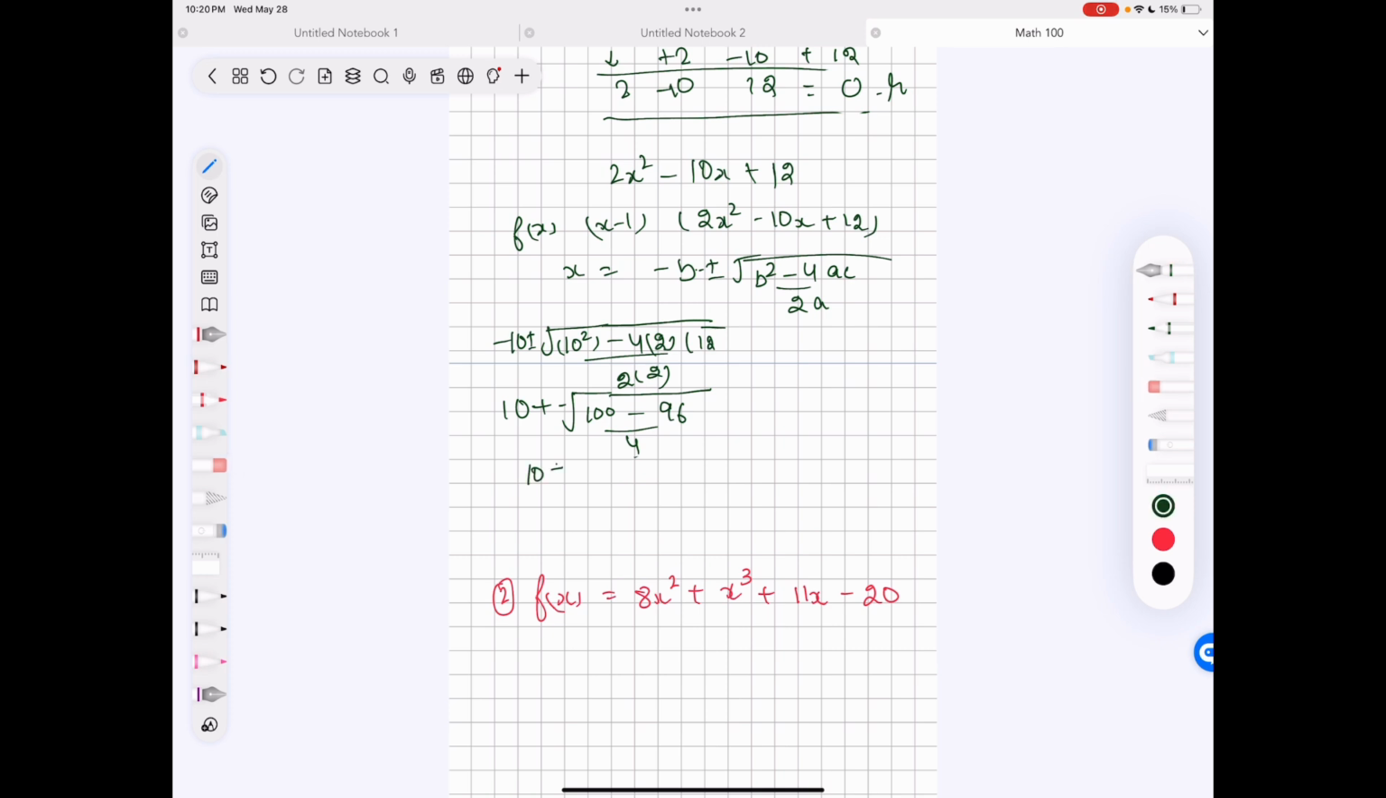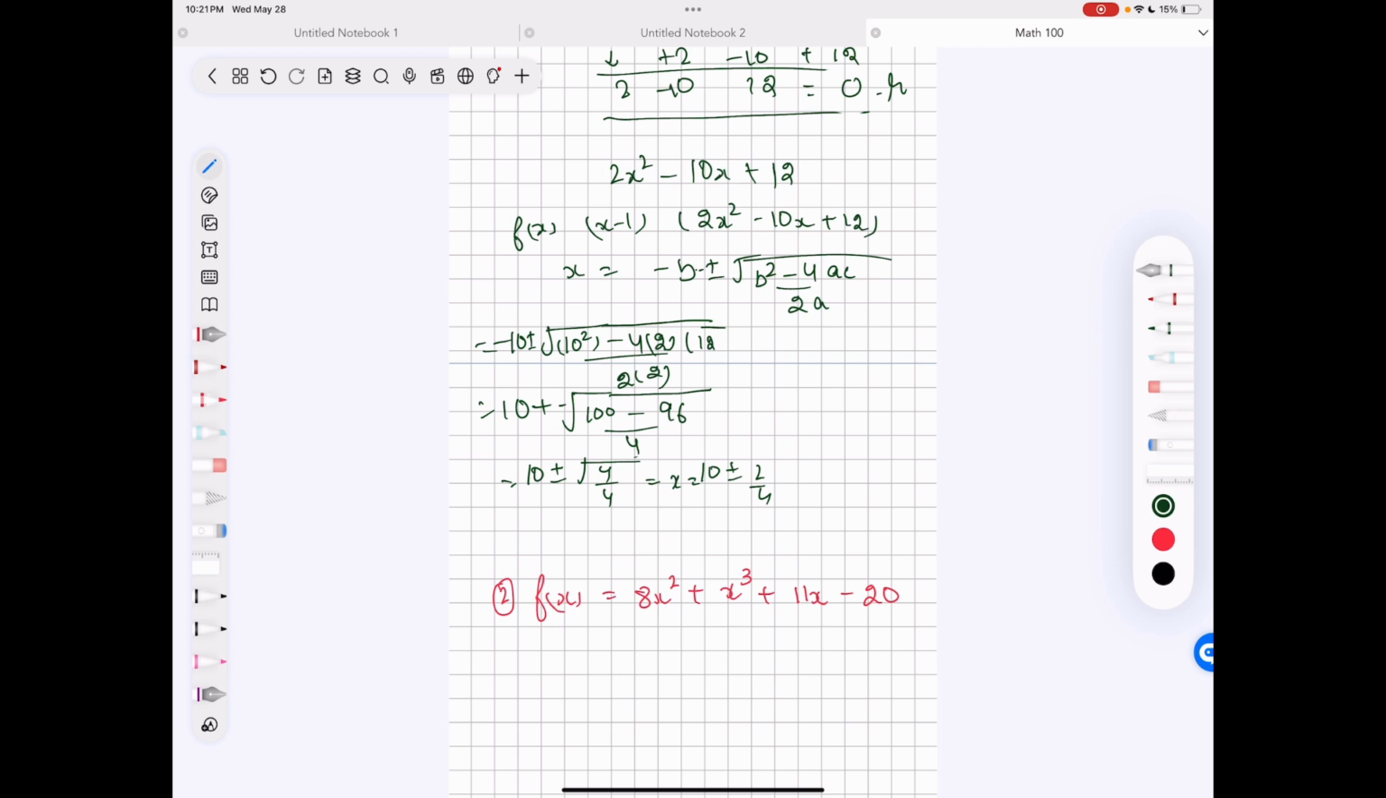So 10 plus or minus the square root of 100 minus 96 is 4, over 4. If we were to remove the square root, we would get 10 plus or minus 2 over 4. So x is equal to 10 plus or minus 2 over 4. We can calculate the possible values for x with this.